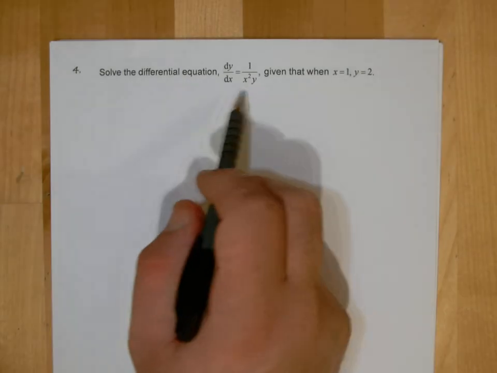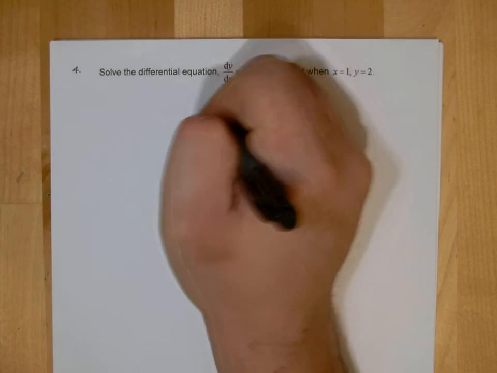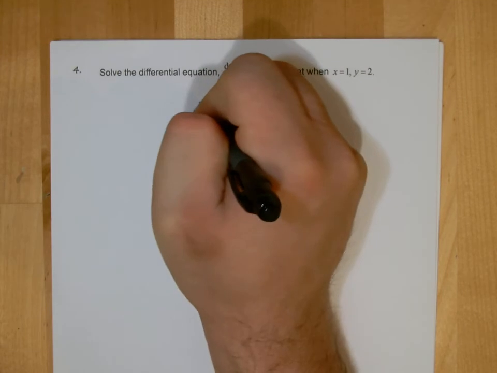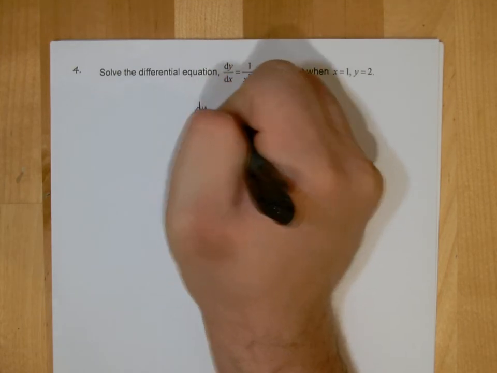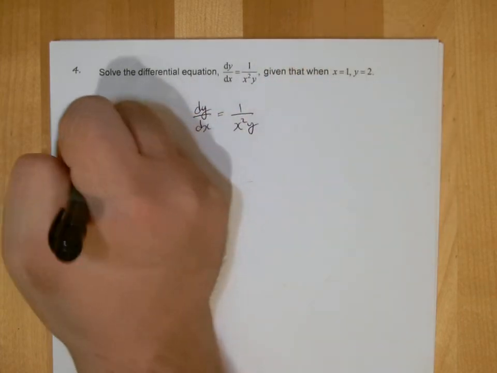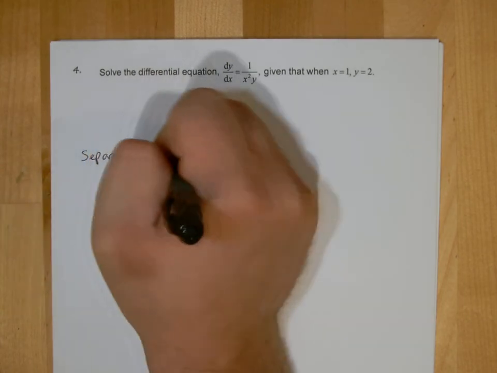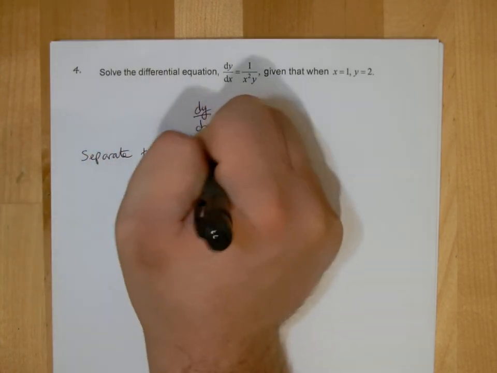Okay, so solve this differential equation here. Again, we've got boundary conditions. So if we just write that out, dy by dx is equal to 1 over x squared y, and we go through the same process.